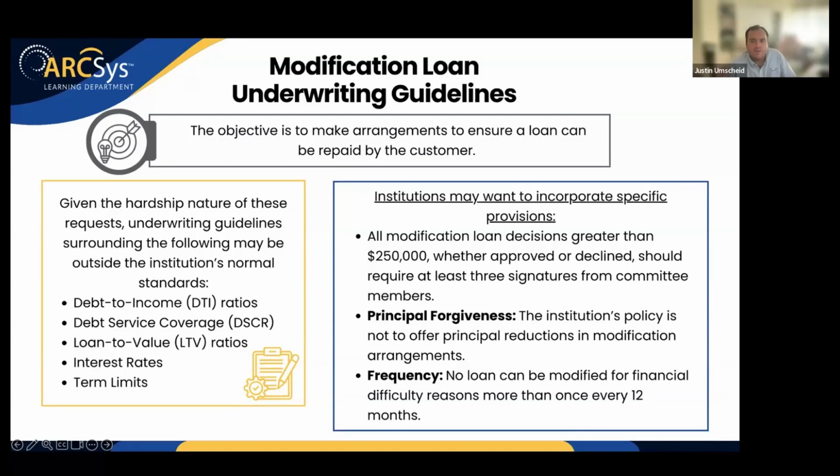Also, you may want to include some specific provisions. One I see a lot is based off of some sort of dollar amount, generally about $250,000. Any modification to a loan of that size has to go through a little more of a review process, and has to be signed off by more members in order for a modification on a loan of that size to be made.